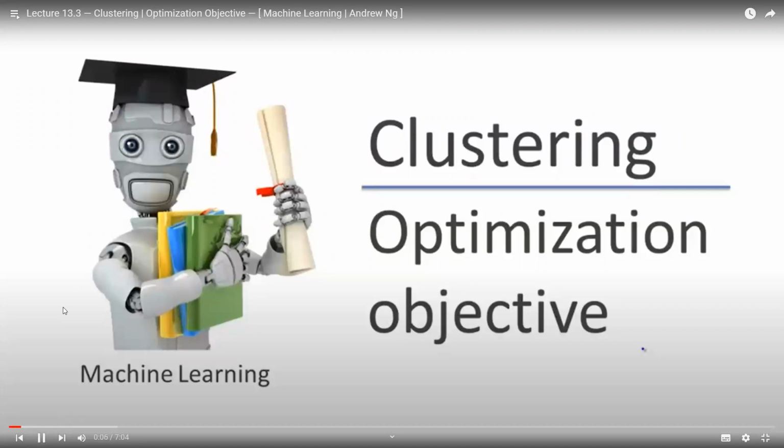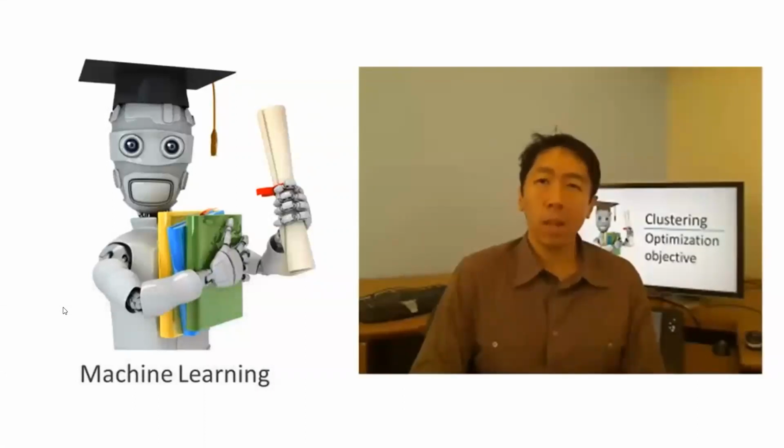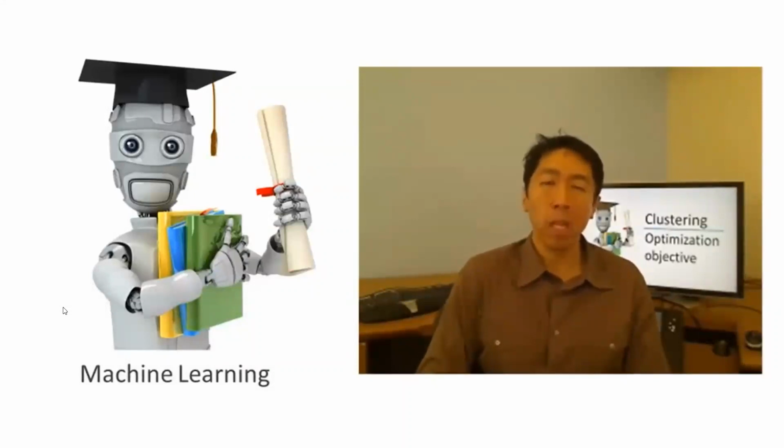All of those algorithms had an optimization objective, or some cost function that the algorithm was trying to minimize. It turns out that k-means also has an optimization objective, or a cost function that it is trying to minimize. And in this video, I'd like to tell you what that optimization objective is. And the reason I want to do so is because this will be useful to us for 2 purposes.